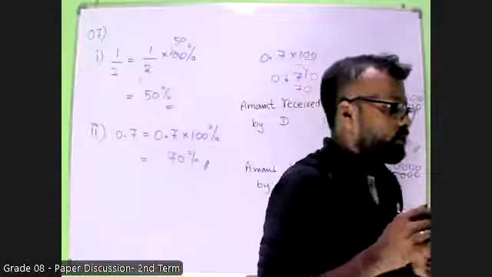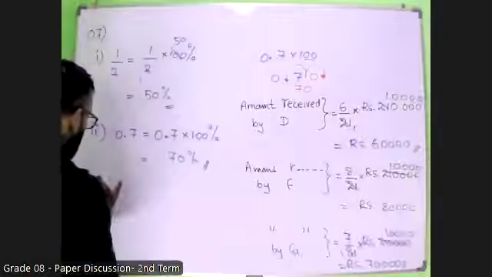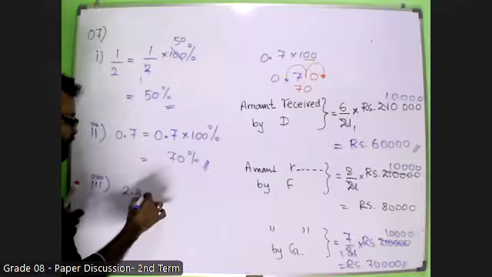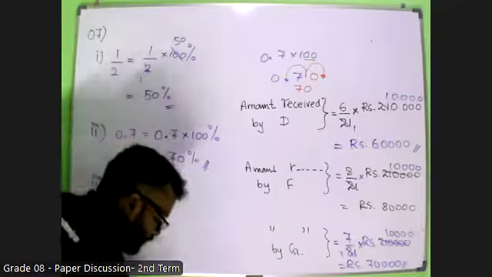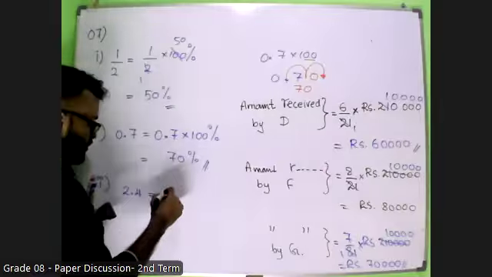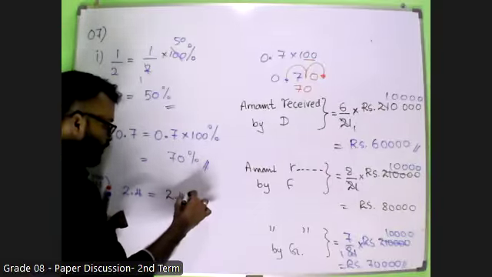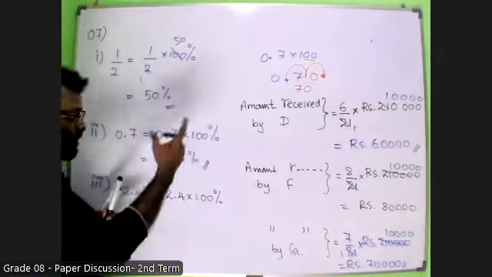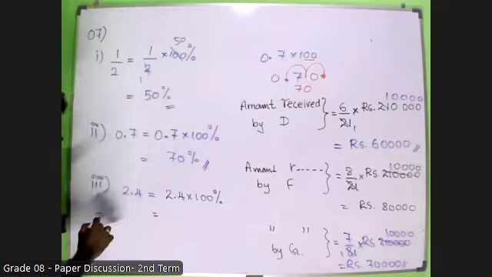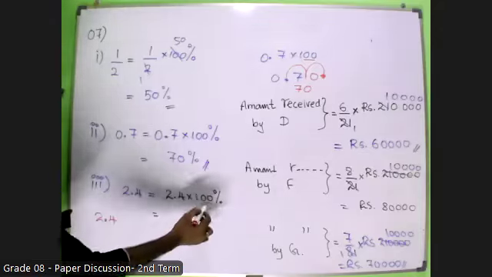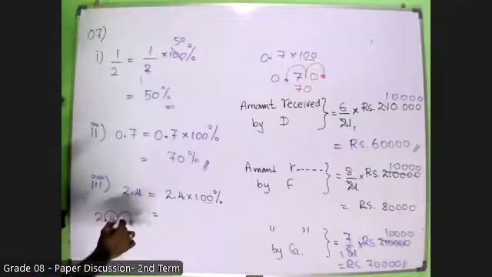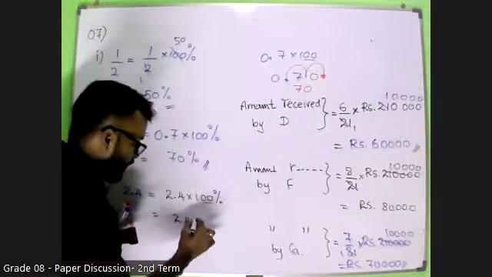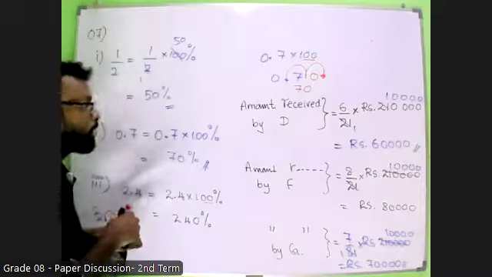Next, 2.4 into a percentage. You have to follow the same way. 2.4 equals 2.4 multiplied by 100%. Like previous, you have to jump. Here you have 2.4. How many times? 2 times. 1, 2. So 240. The answer is 240%. Very easy.